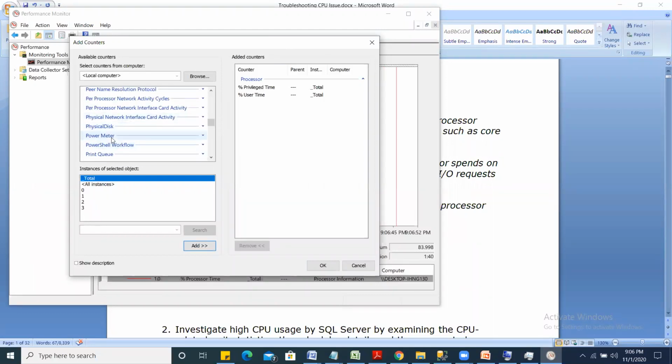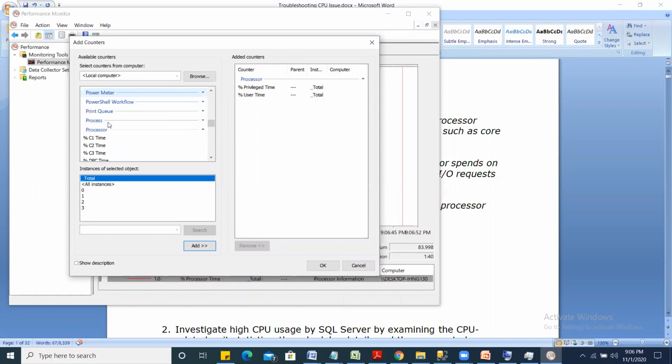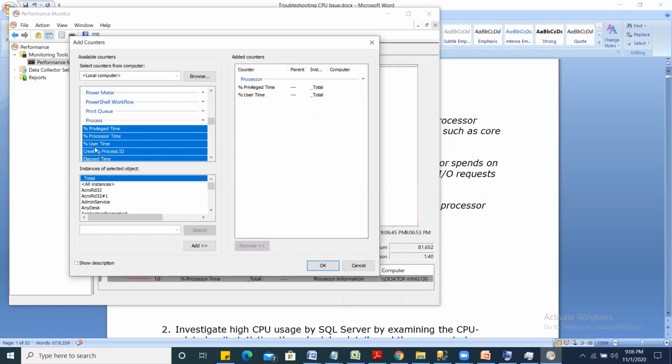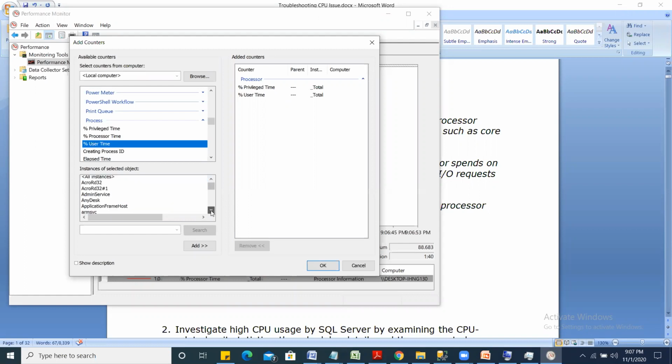Here is your process object. Where did it go? Process object. Click here, and under process select user time. When you select user time, you will see a lot of process names. The SQL Server database engine runs as a process on the Windows operating system, and that process is sqlservr.exe. So look for SQL Server here.